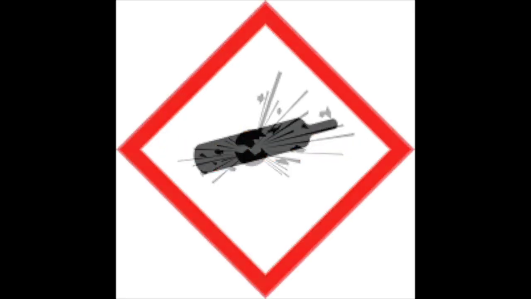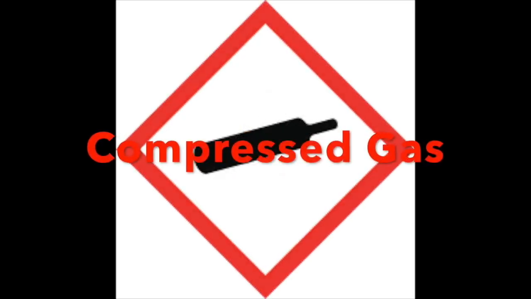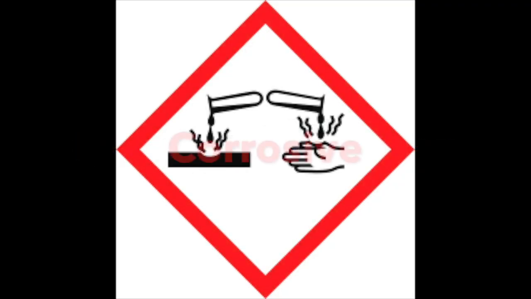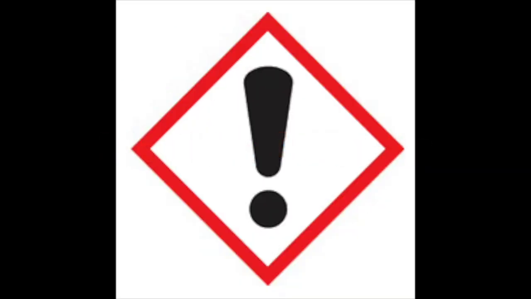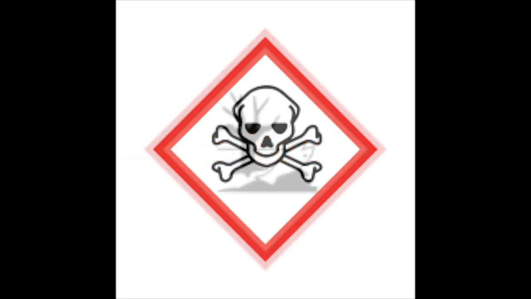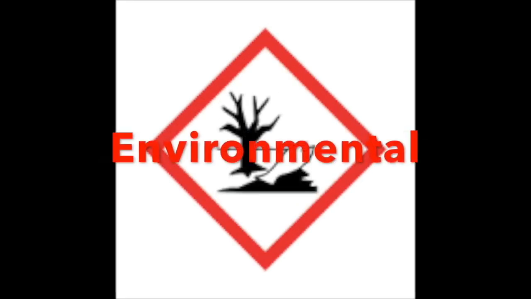And then we have the exploding bomb to represent explosives. Next is the compressed gas. And then we talk about corrosives, how your hands can be burned and you can breathe in corrosion. Health hazards look like this. And then irritants, skin sensitizers. Acute toxicity. And then finally we wrap up with environmental.